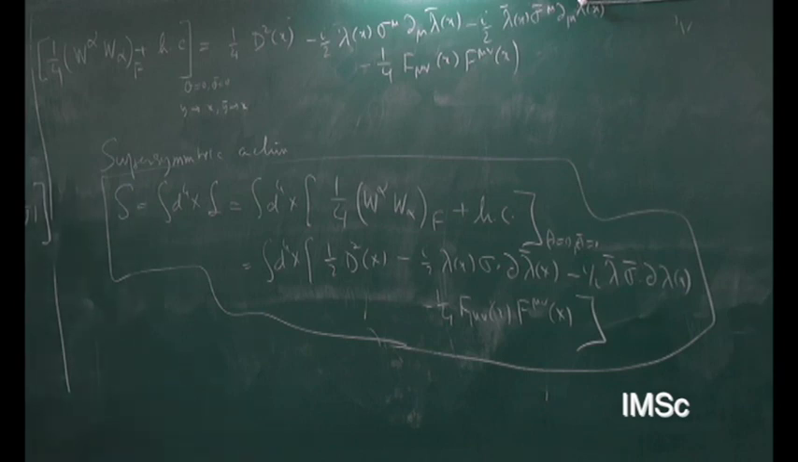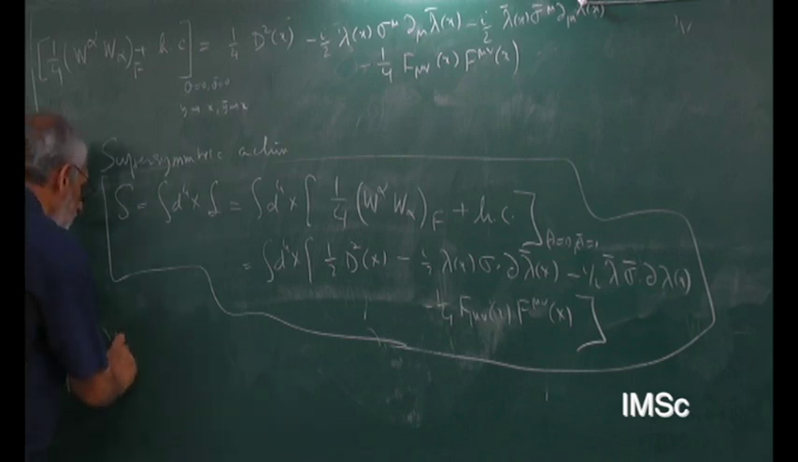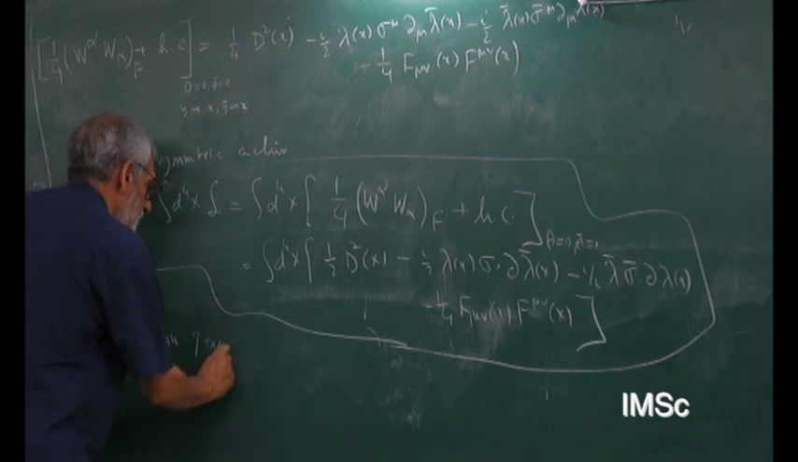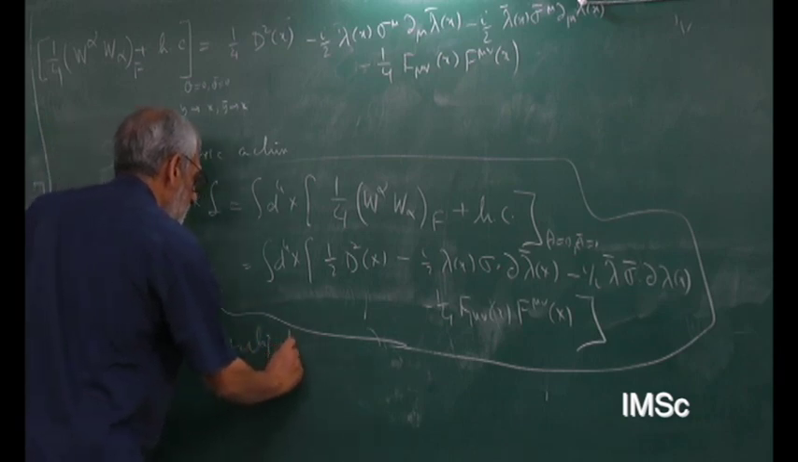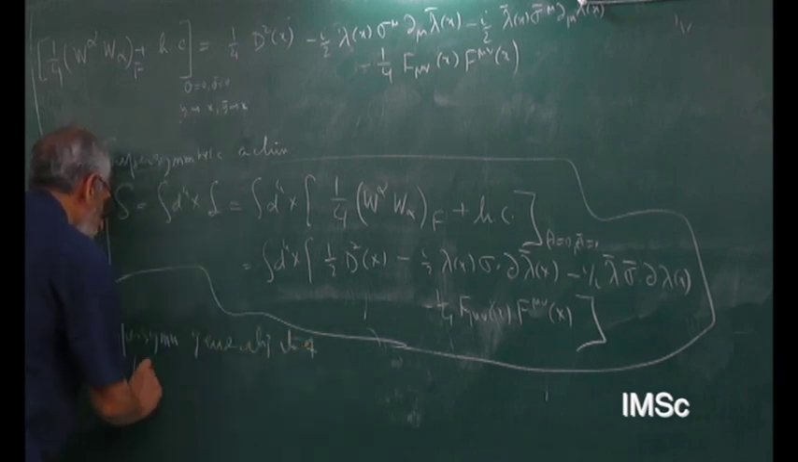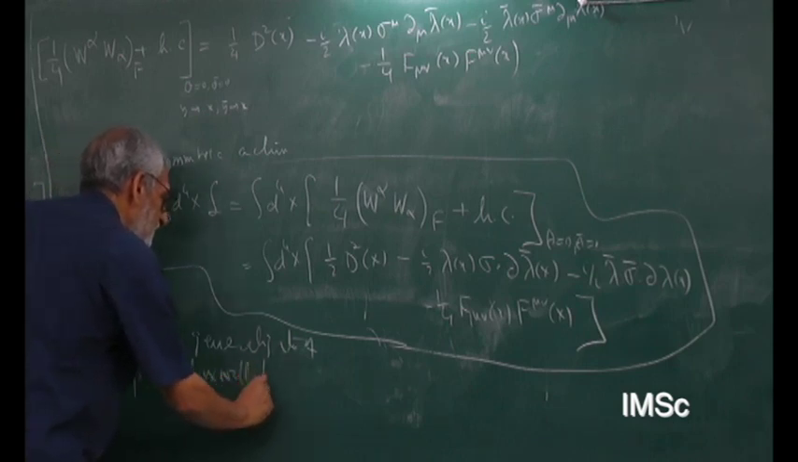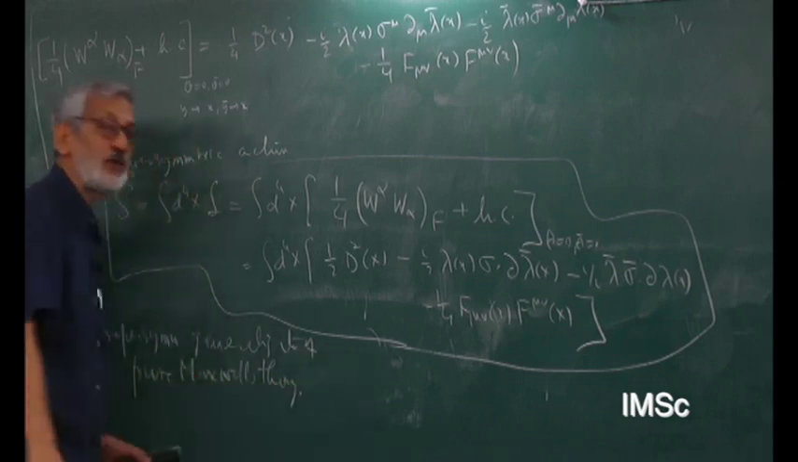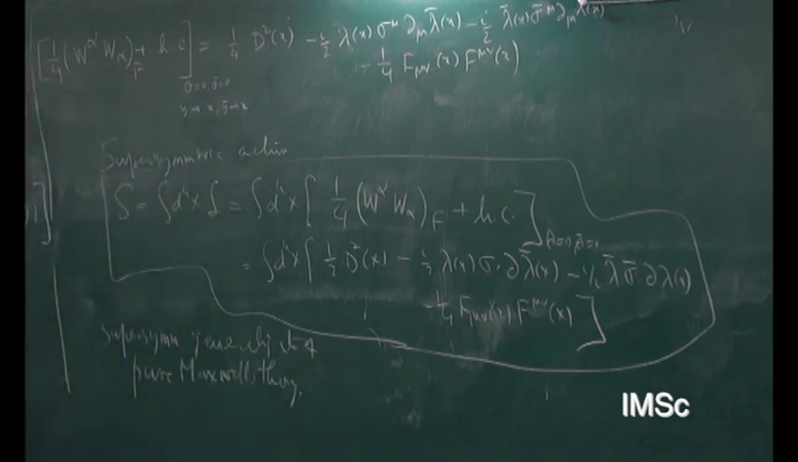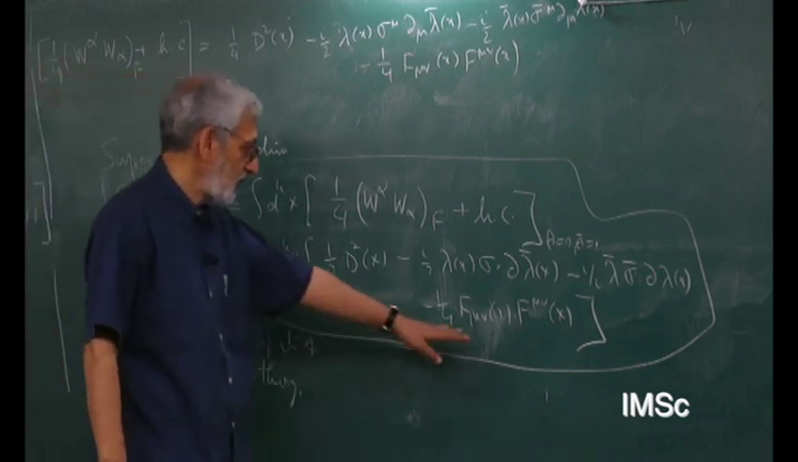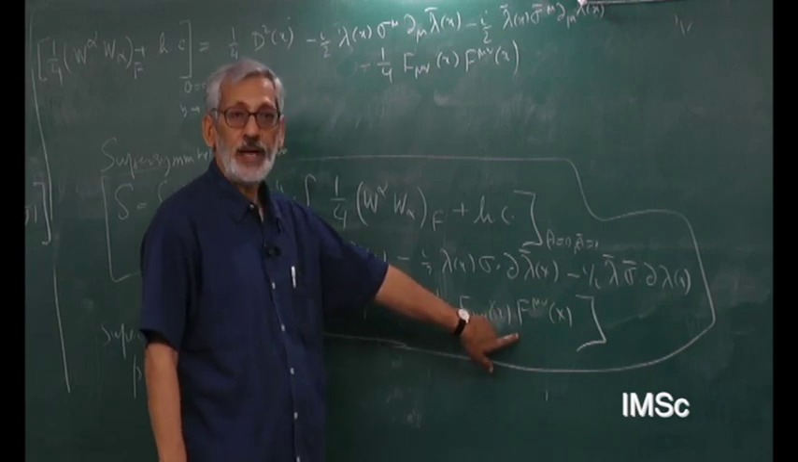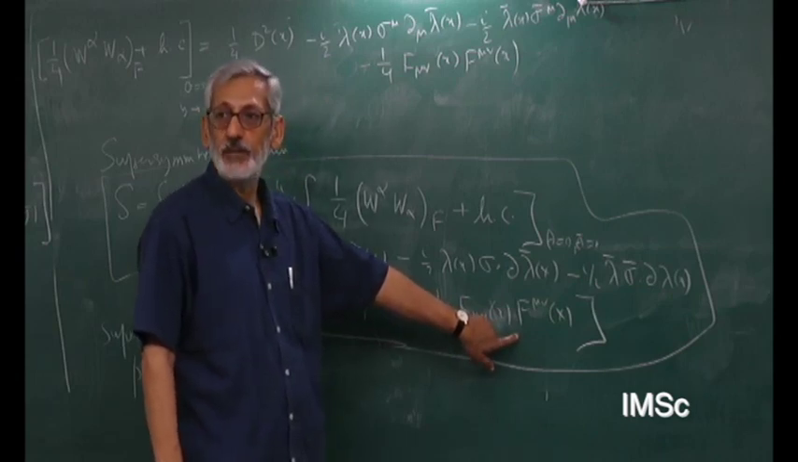So this is a supersymmetric generalization of pure Maxwell's theory. Pure means no matter. There are no charged particles. Maxwell's theory would be simply given by an action 1/4 of F_μν F^μν.